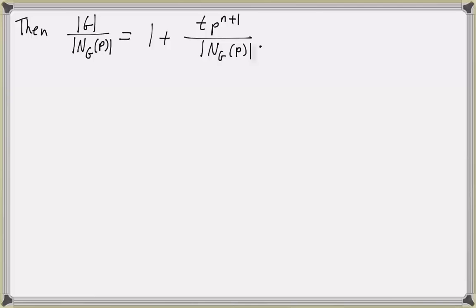And if you notice, the left-hand side of this equation should look familiar. We just showed that the left-hand side actually equals the index of the normalizer of P, which actually equals the number of Sylow p subgroups, n sub p. The left side equals n sub p, the number of Sylow p subgroups, which is an integer.